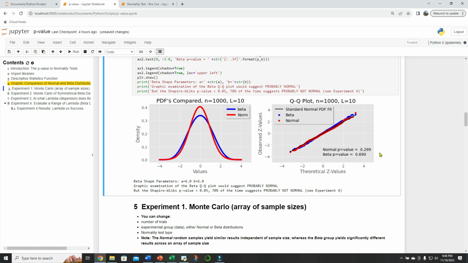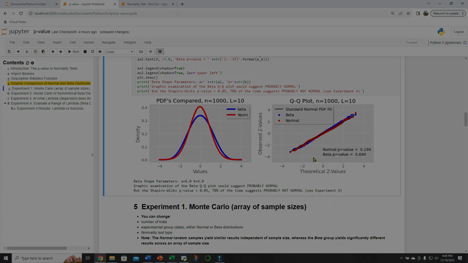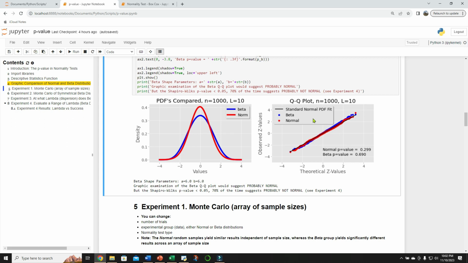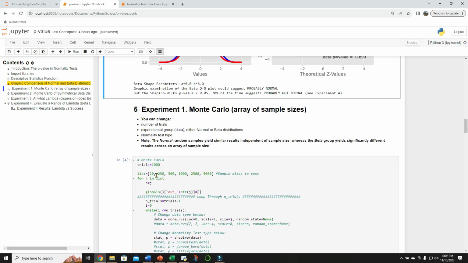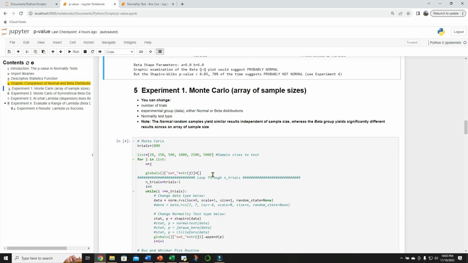So it turns out that about 70% of the time we'll get a not normal for this beta distribution. And this is largely a result of the random sampling of that beta distribution. Moving on to Experiment 1, we'll do a Monte Carlo of a normal distribution, and we'll change the sample sizes from 20 to 250, 500, 1,000, 2,500, and 5,000, and we'll see what kind of p-value results we get.